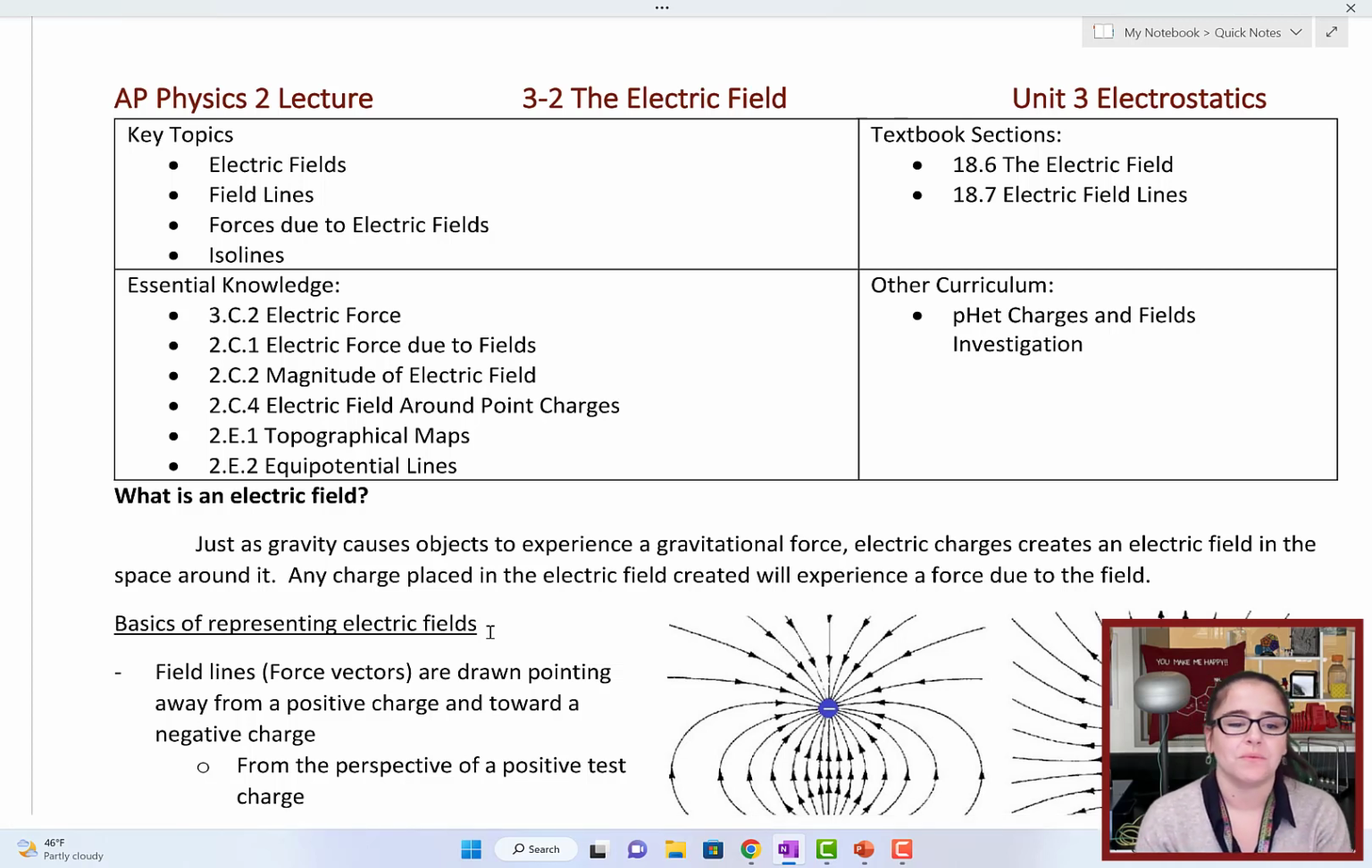We're going to be talking about what electric fields are, how we draw electric fields and represent them using electric field lines and vector field forces. We'll also be talking about isolines.